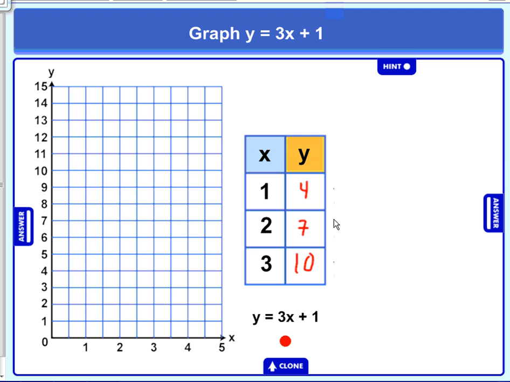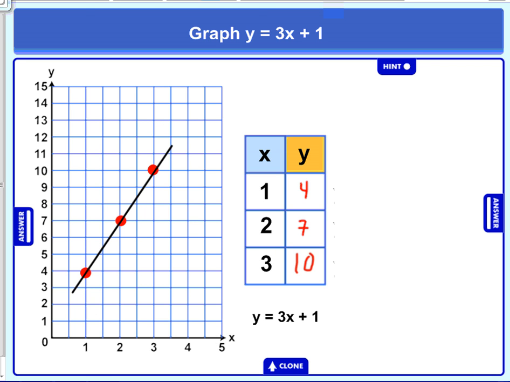Alright, so then I can use these points to again graph. So I'm going to go 1 up to 4. Okay, the next I'm going to go 2 up to 7. Okay, and 3, 10. So I'm going to go over 3 on the x-axis and up 10 on the y-axis. And again, I'm going to be able to draw my line through these points to create my graph.